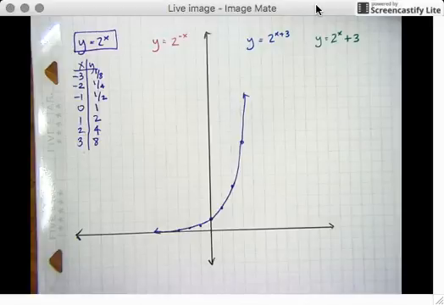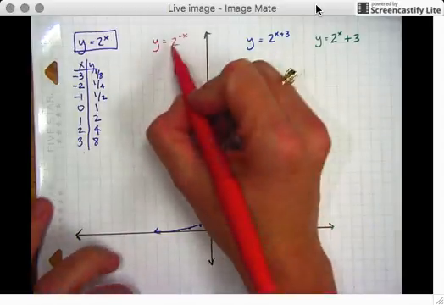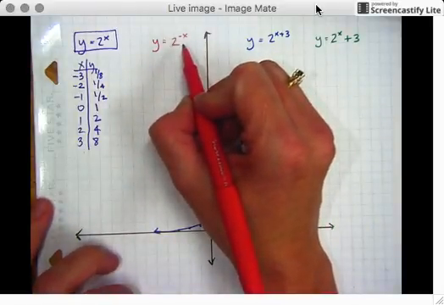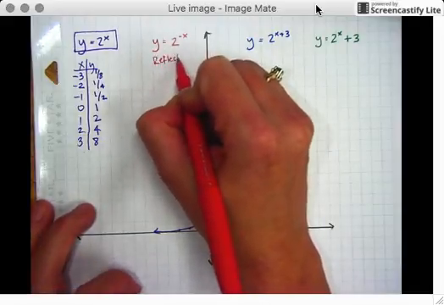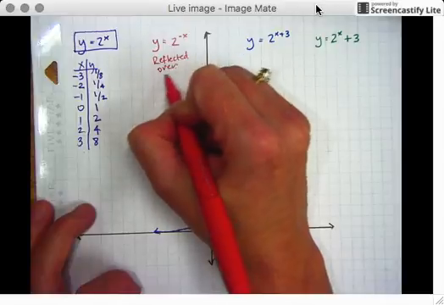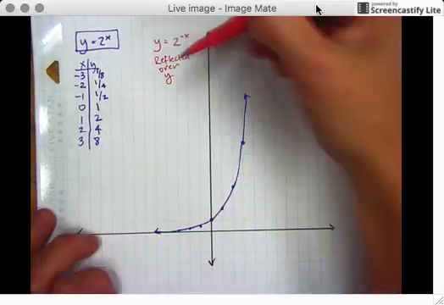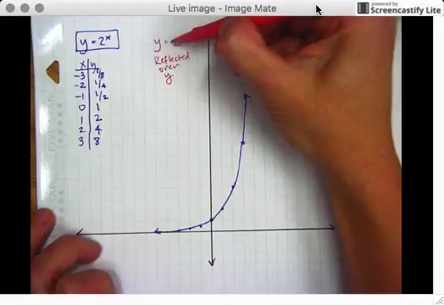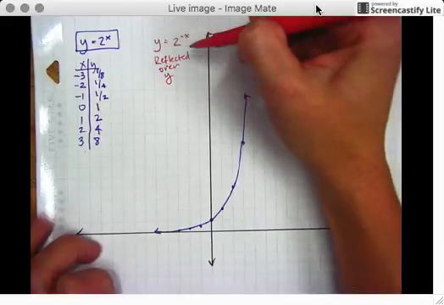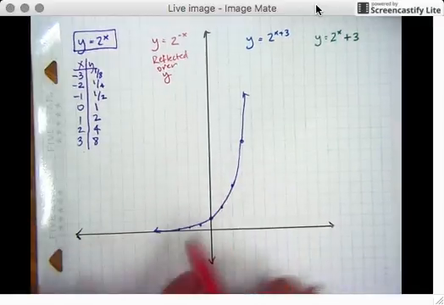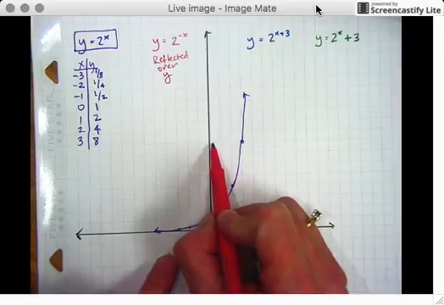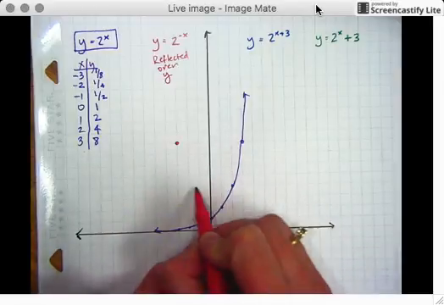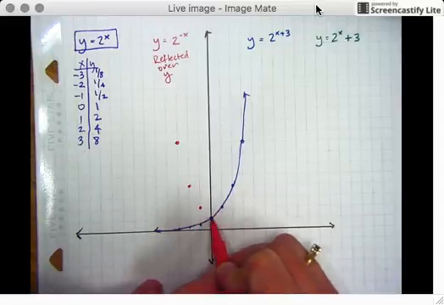Okay, so take a look at the red one next. When there's a negative in front of the exponent, this is going to reflect it over the y-axis. Now, if there was a negative out in front, that would reflect over the x-axis. But because this negative is on the exponent, it's going to reflect over the y. So all these ordered pairs that I have, I just have to count to the y-axis and count the same number in the opposite direction. 2 over, 2 over, 1. They share this point.